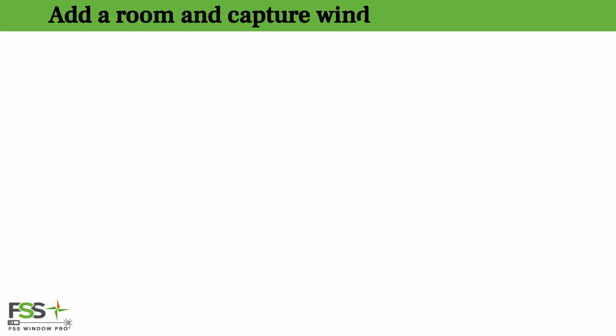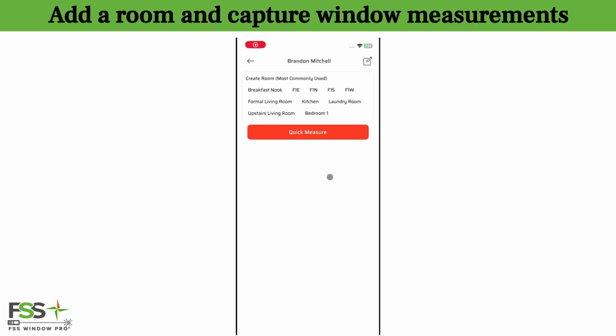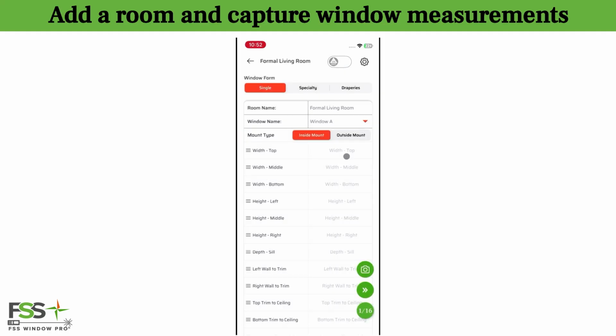Now let's walk through how we actually add a room and capture window measurements inside the app. In this example, we're working inside a residential job, and we're going to add a formal living room. You'll see that with one click from our most commonly used room names, the room name is automatically populated, and the form opens starting with window A.